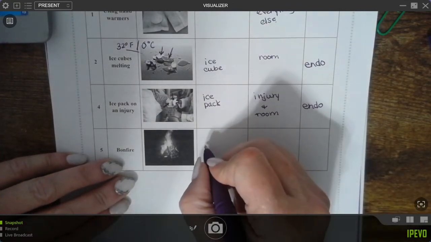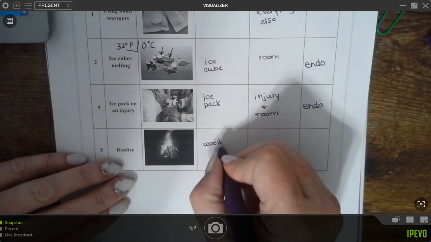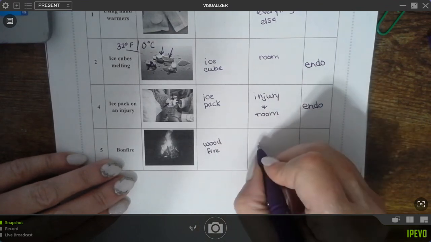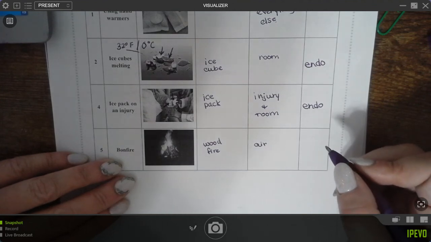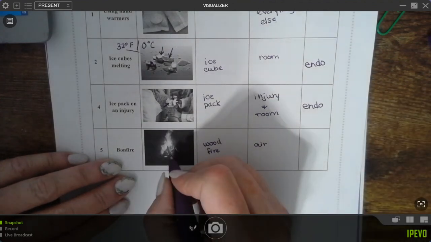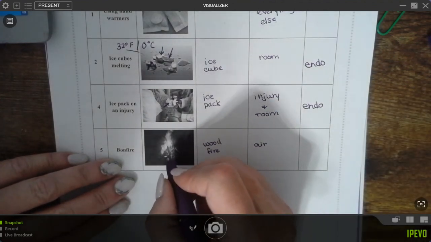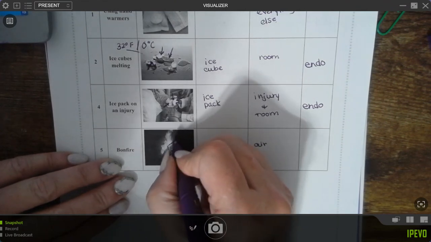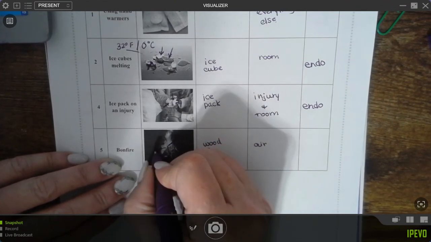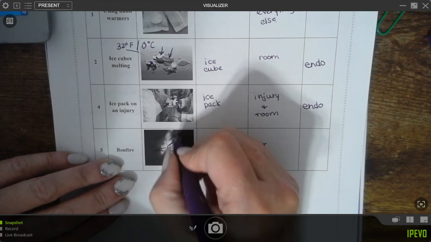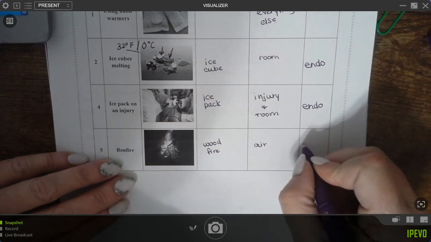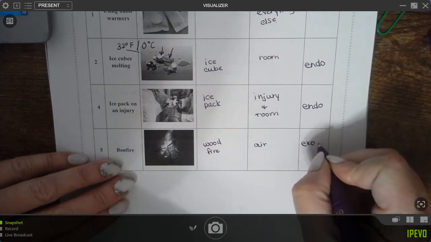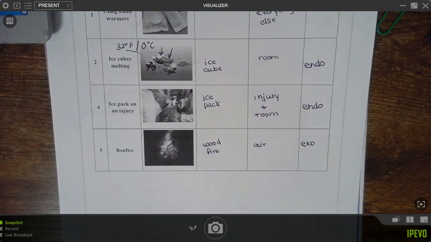The system is the wood and the fire. The surroundings is the air around it, everything else essentially. All right, if you think about what's happening here, we have a bonfire, it's hot. And this one makes sense. The energy or the heat is leaving the fire. It's actually warming up the air around it. So it's leaving, so that's an exothermic reaction.